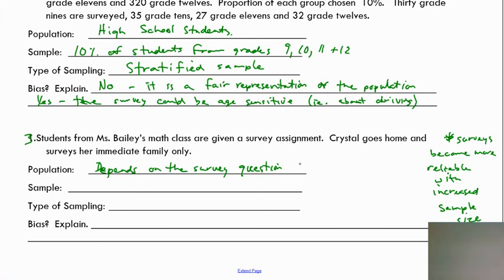Is it having to do with sports? Is it politics? Is it their opinion about something? What would they choose? So really, we're not given enough information. What is the sample? Well, people in a family, only one family. The type of sampling, well, Crystal sort of took the easy way out here, and she did a convenient sample.